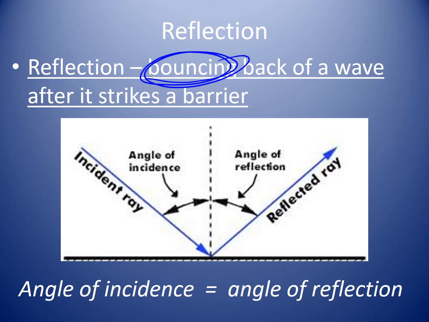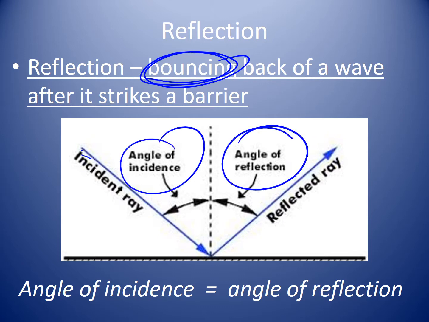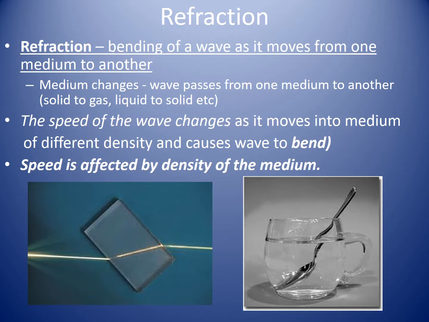So if you see the word bounce, you know it's reflection. And notice the angles are very perpendicular. They're straight. So the angle of incidence is equal to the angle of reflection. They're equal. And so if you see a ray like this, you know that is reflection.